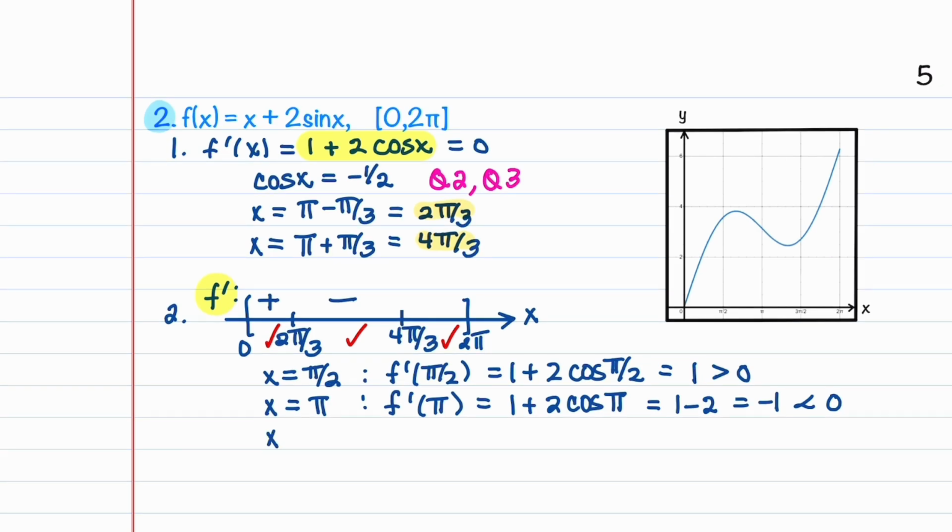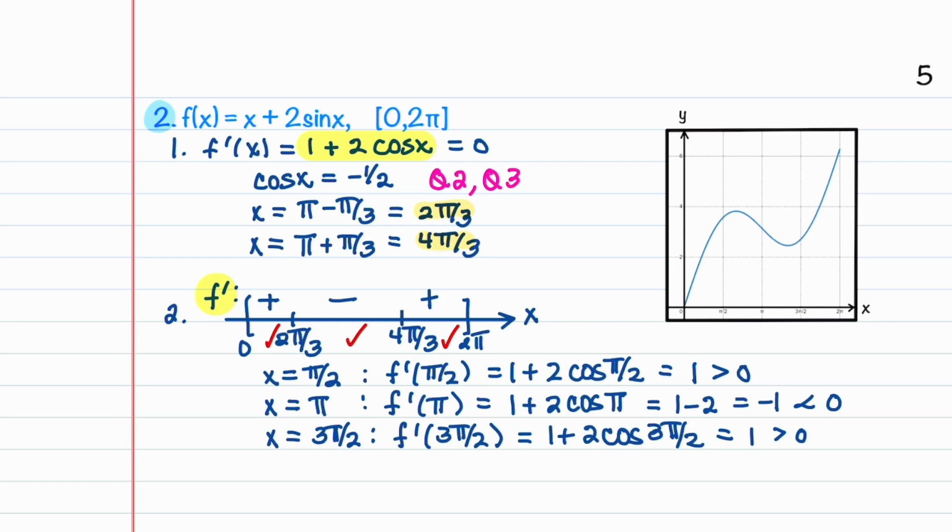Now let's pick a point in our rightmost region. Let's see, I think the best point to pick is going to be 3 pi over 2. So f prime at 3 pi over 2 is going to be 1 plus 2 times cosine 3 pi over 2. Cosine of 3 pi over 2 is 0, which is really nice. So this is 1, and it's greater than 0. So we're going to put a plus.